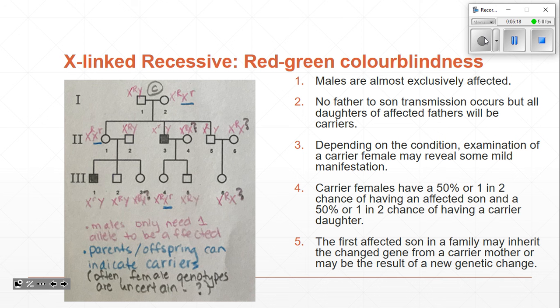The same is true for person 2-1. She had a son who was colorblind. He could not have inherited that from his father, so he must have inherited it from his mother.